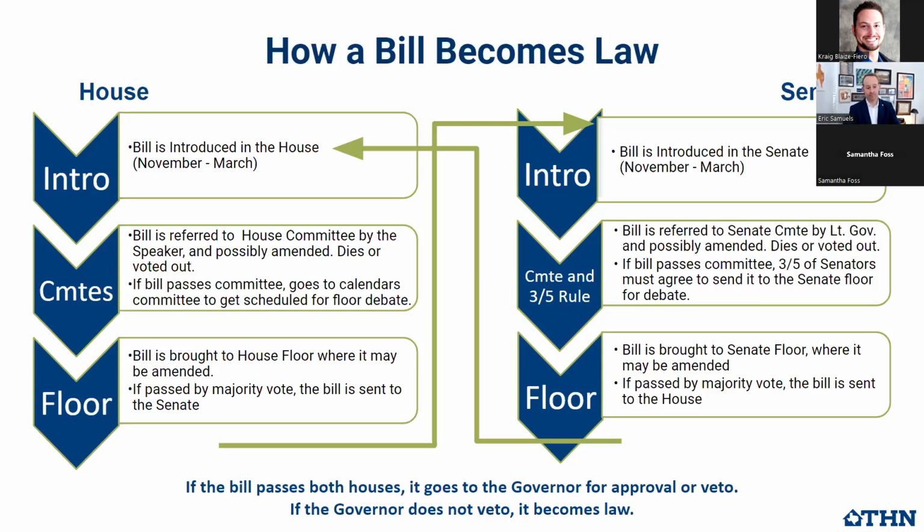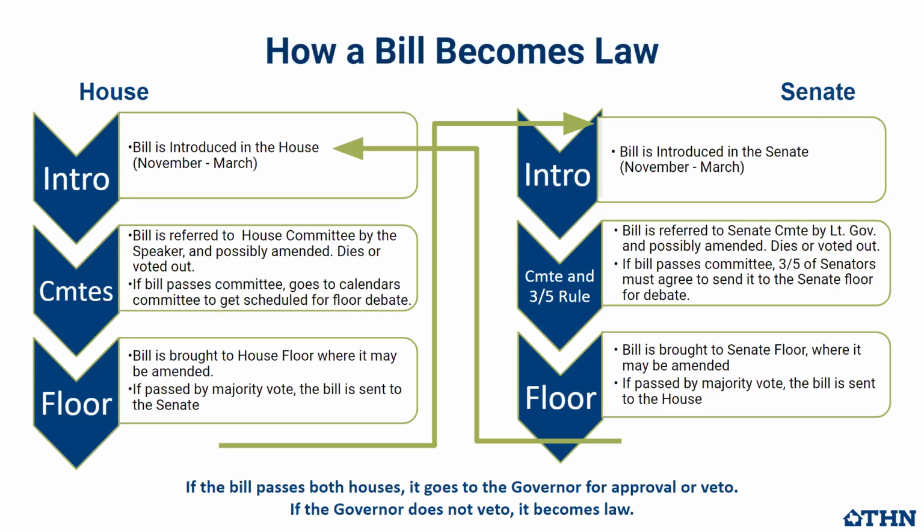Once it's brought to the floor, that's where it can go through the first round of voting, where they do amendments. They have floor debates on both chambers where folks talk it out and decide what would make the bill worth passing. And then if it's passed by a majority vote, the bill is sent back to the House. If it's already gone through the House, then it goes to the governor. So if it passes in both chambers, I'm sorry, I said both houses, it's both chambers, it goes to the governor for approval or veto. If the governor does not veto, it then becomes law.